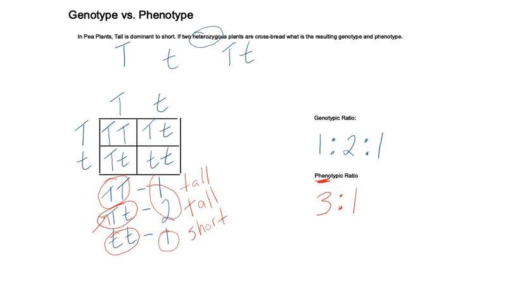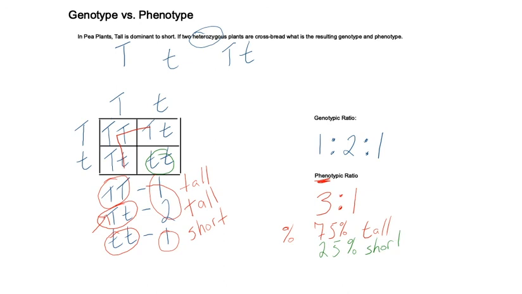Now, if you're ever asked a question in terms of percentage, because you might be asked that as well, what percent of the pea plants are going to be tall? Well, 3 of the 4 possible options here are going to be tall, which means 75% are going to be tall. And then 1 out of the 4 is going to be short, which means that's a percentage of 25% short.